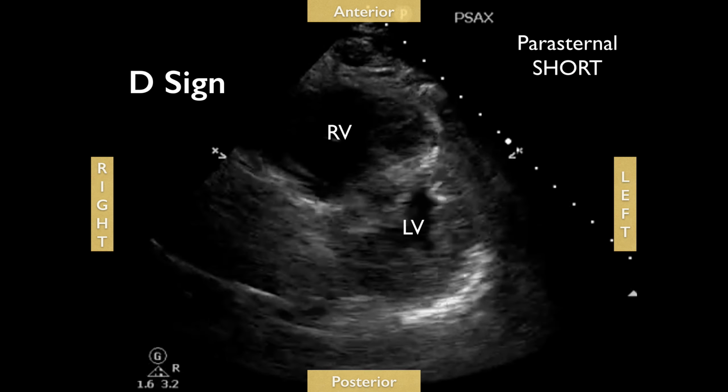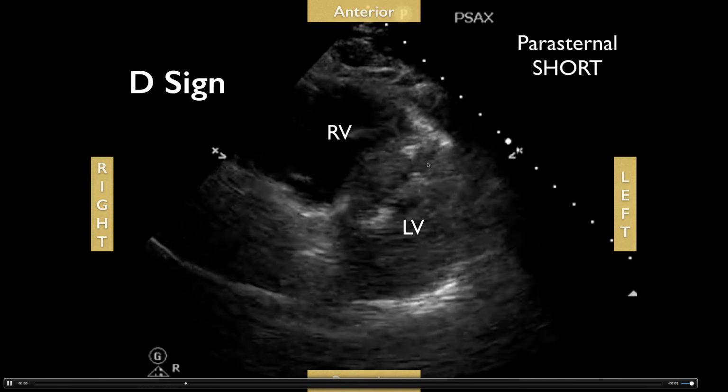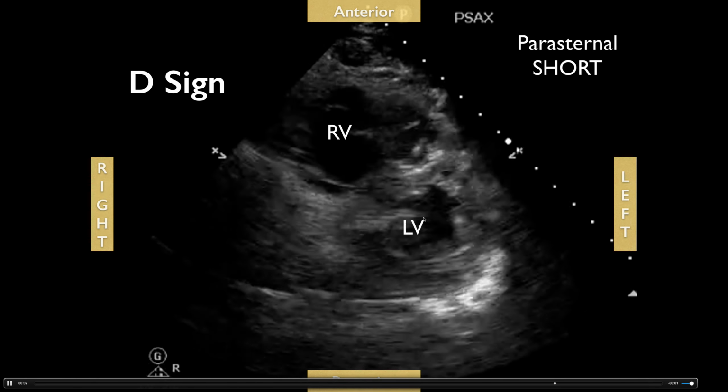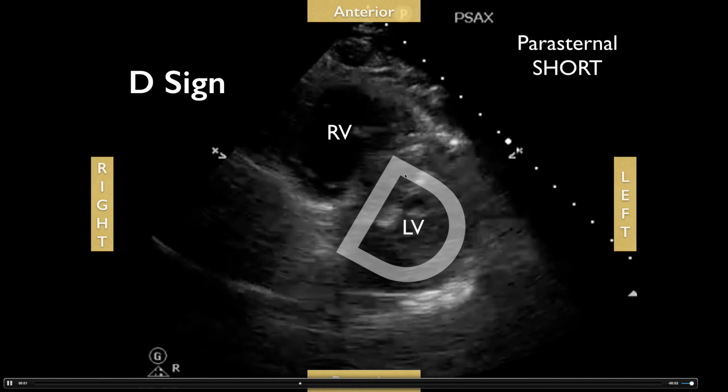Another sign that you can see sometimes is called the D sign. There's so much pressure in the RV that it starts to push against the interventricular septum and prevents the left ventricle from filling. So this is called a D sign, and that's why it looks like a D. The LV looks like a D.